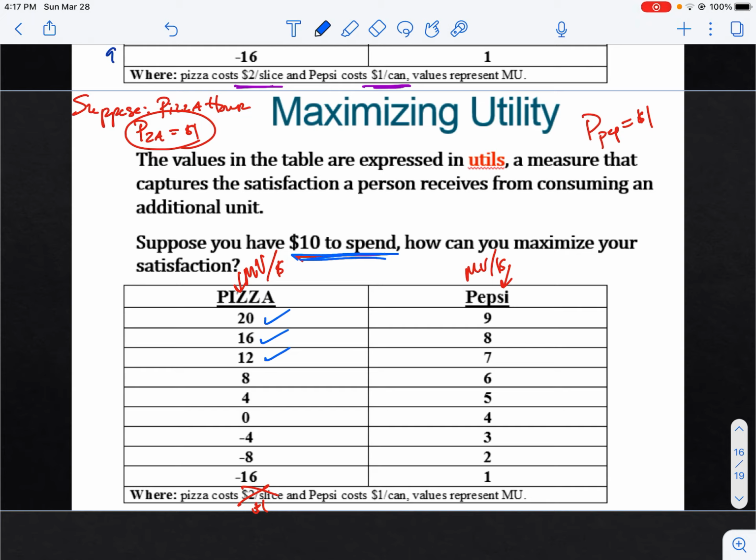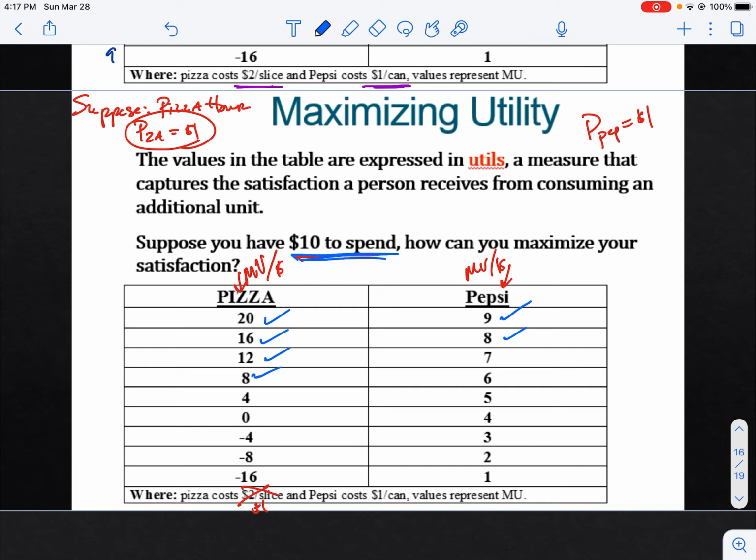So now I have 3 slices of pizza, and boy, am I thirsty. What am I going to do next? The fourth slice of pizza gives me 8 utils. The first Pepsi gives me 9. So now I'm finally going to get that drink. I've spent $4, and I've had 3 slices of pizza and 1 can of Pepsi. What should I do next? It doesn't matter, both of them give me the same 8. So I have enough money to do both. Now I've spent $6, with 4 slices of pizza and 2 Pepsis. What am I going to do next?